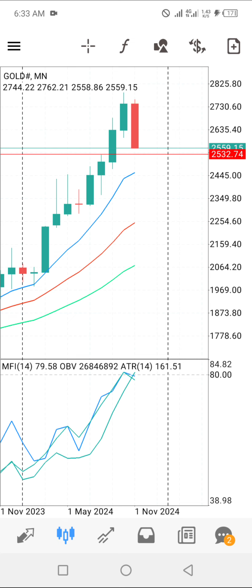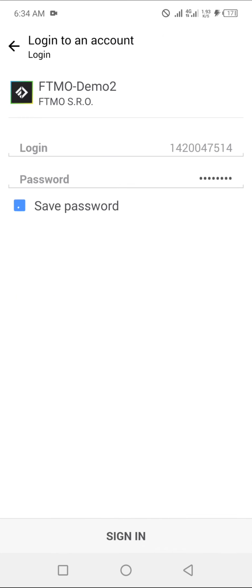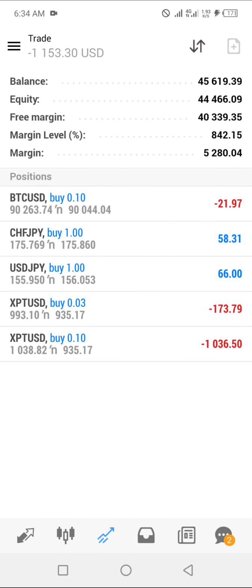So having said that, we are going to stay out of gold. As you can see, we have closed the position in gold. Let me show you. And we have opened positions in other pairs that we believe are going up already. So you can see we have positions in USDJPY, and we also have positions in what? CHFJPY, and we are going to continue following those positions since we believe they are poised to go higher.